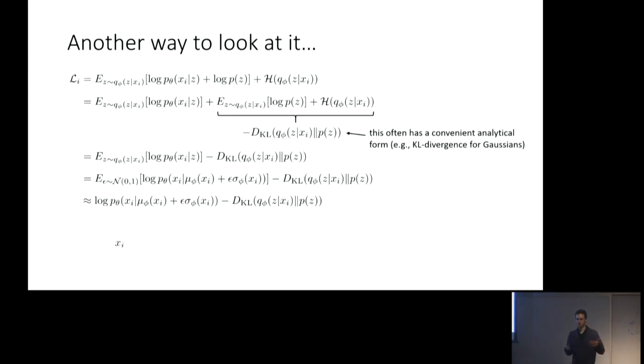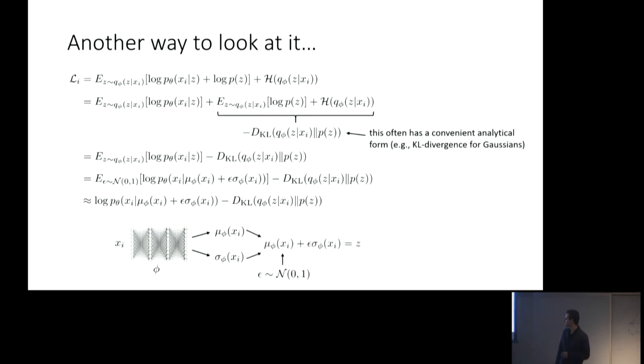So now we can visually draw what this computation graph looks like. You start with xi, you feed it into your neural net parameterized by phi, and that gives you a mu of xi and a sigma of xi. Then you generate a random sample from a zero mean unit variance Gaussian. Then you sum these things together, so you take mu plus epsilon times sigma, and that gives you a sample of z. Then you send z through your other network, p subscript theta, and that gives you p subscript theta of xi given z.